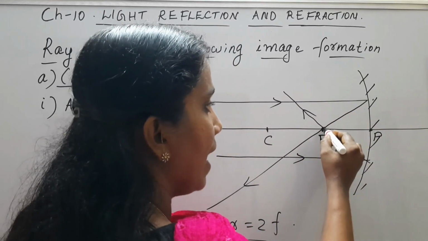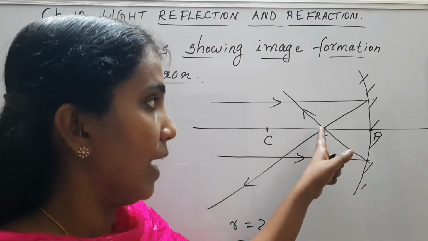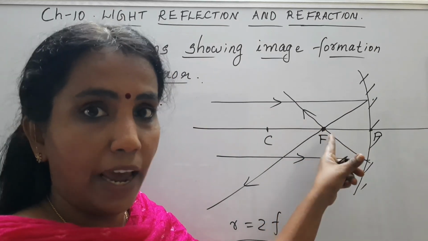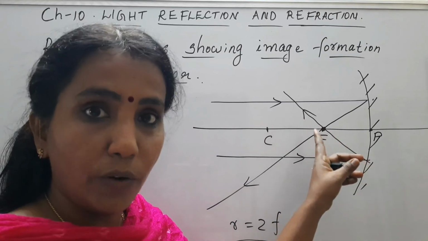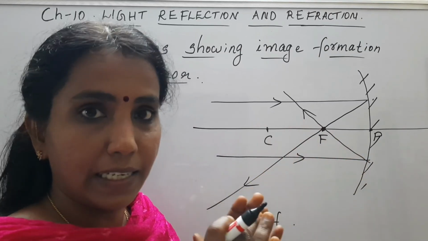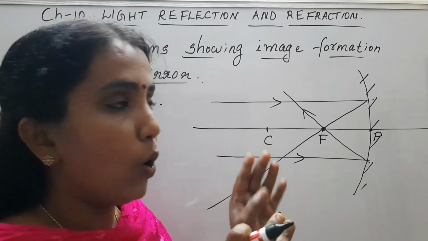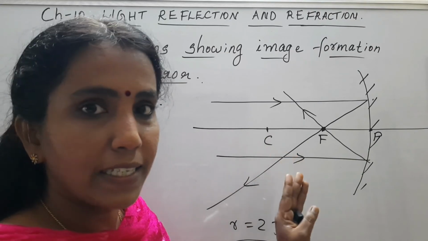So where lies the image? Because the 2 reflected rays intersect at the point F. At the focus, the two reflected rays intersect. See, where the reflected rays intersect, at that point we'll have the image. So in this case, where lies the image?